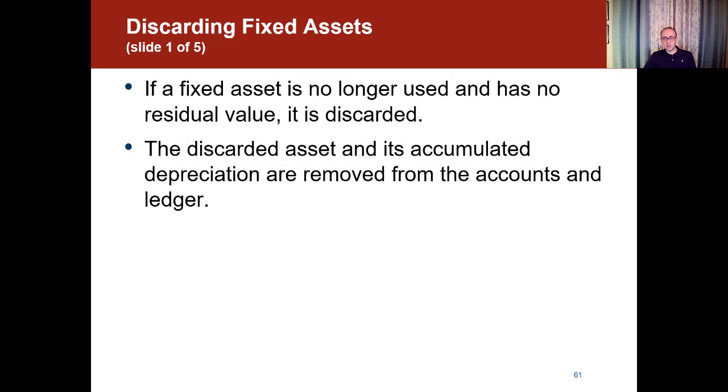Now let's cover discarding fixed assets. If a fixed asset is no longer used and has no residual value, it's going to be discarded. In other words, we just throw it away. The discarded asset and its accumulated depreciation are removed from the accounts and ledger. Remember, we have two accounts that are connected to each other: the fixed asset account, which let's say is equipment, and its related accumulated depreciation account. Both of these accounts need to get removed from the ledger.